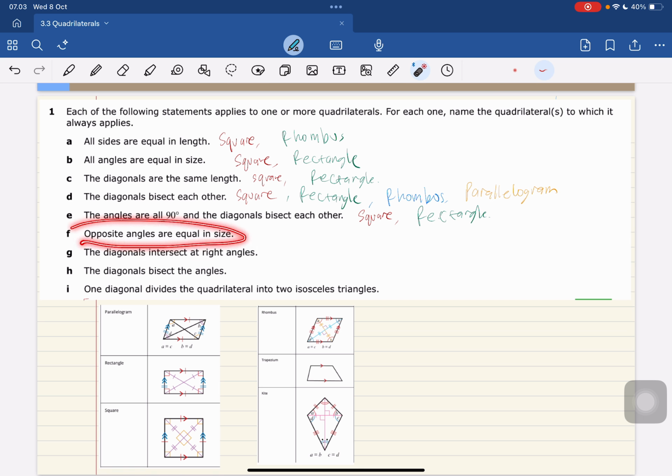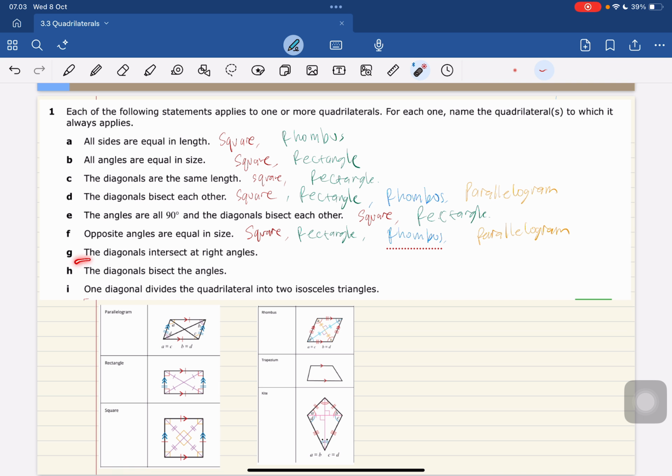Next, opposite angles are equal in size. Okay, equal size. So we got four again. First is square, then we got rectangle, rhombus, and the last is parallelogram.